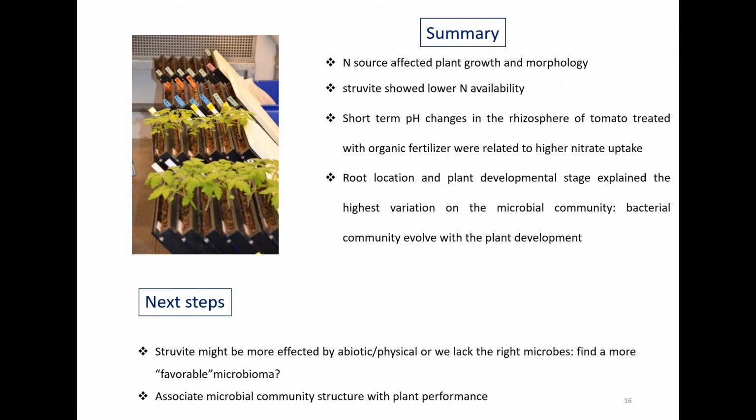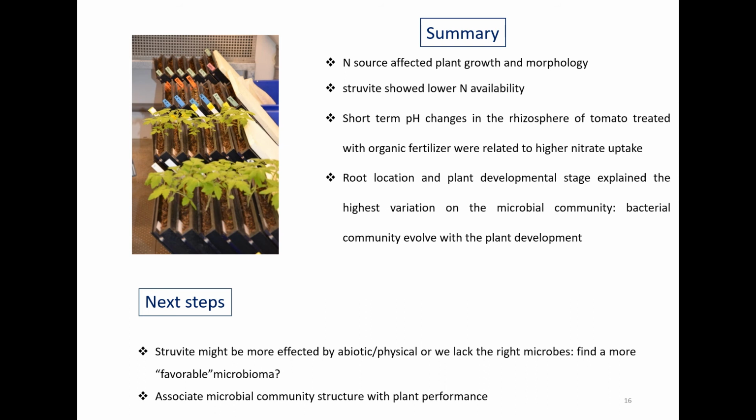So to summarize, I know it's a big bunch of different data, but the nitrogen source that we applied, of course, affected plant growth and the morphology of the root. The struvite then showed lower nitrogen availability than the organic fertilizer, and this short-term pH change in the rhizosphere might be related with the uptake of nitrate when we have the organic. And I would say that the root location, near or far rhizosphere, and the plant developmental stage, or the time point where we did the harvest, has the highest variation in the microbial community.